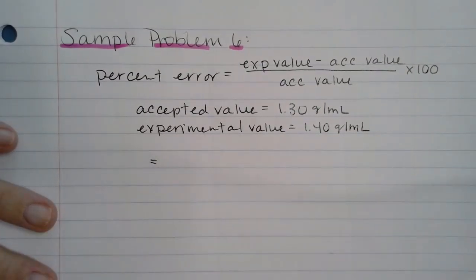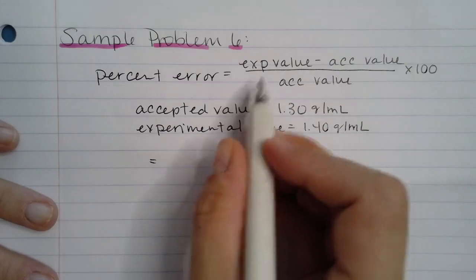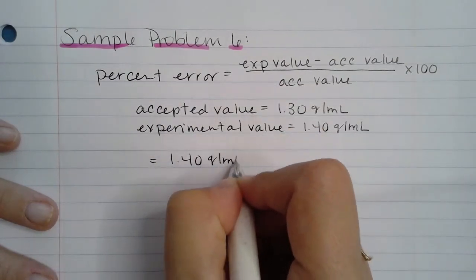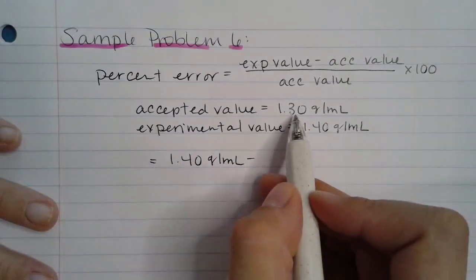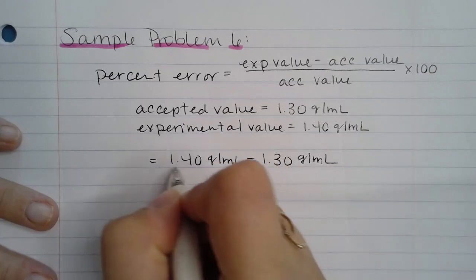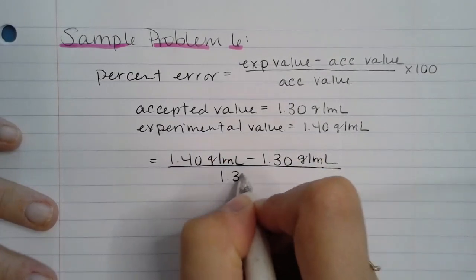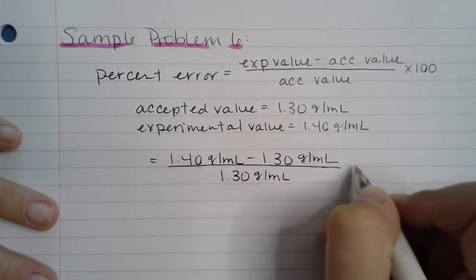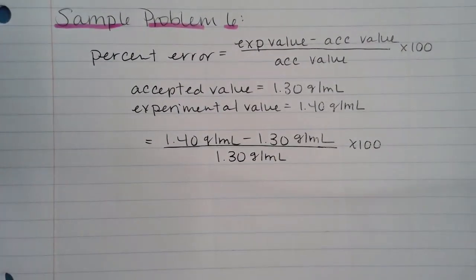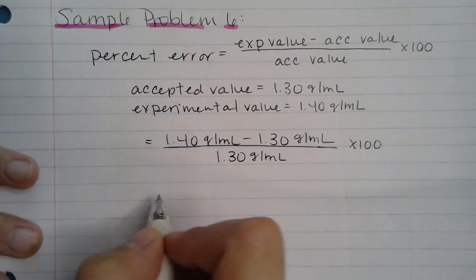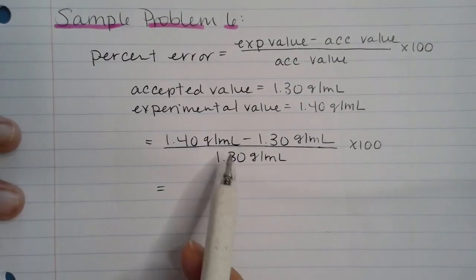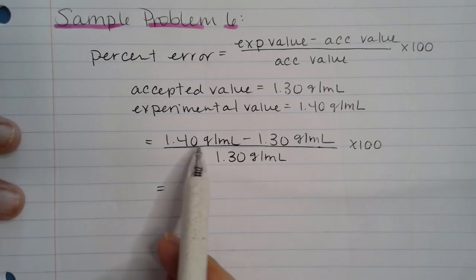So percent error is equal to the experimental value, which is 1.40, minus the accepted, 1.30, divided by that 1.30 again, times 100. I like to keep my units there. I think it's just good practice, but it's not wrong if you don't write the units. When you solve this, take it one step at a time. So do this top part first.